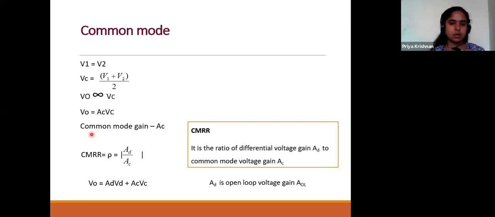I hope this common mode and difference mode is clear. If the two voltages applied to the differential amplifier are different, then you take the difference mode. If the two voltages applied to the differential amplifier are exactly the same value, then it is the common mode. At that time we will calculate the common mode gain. Up to this, I hope it is clear.